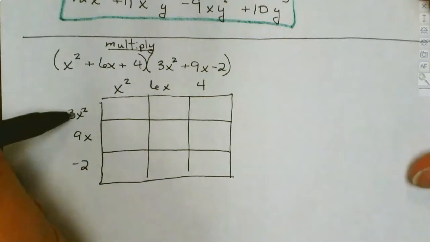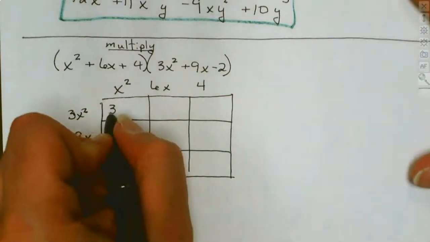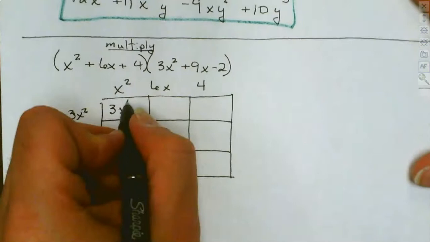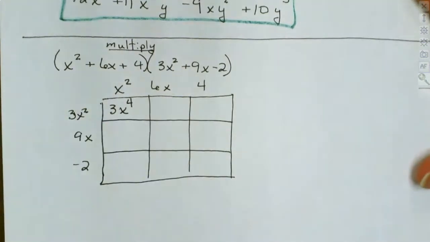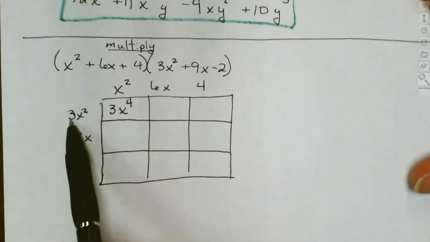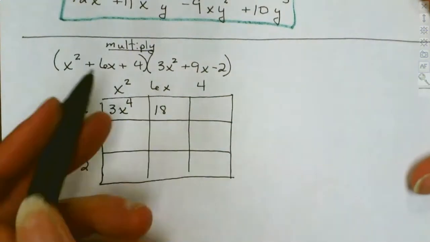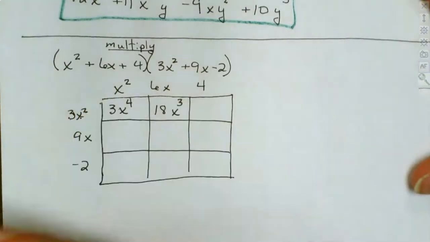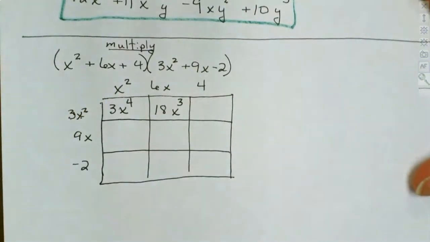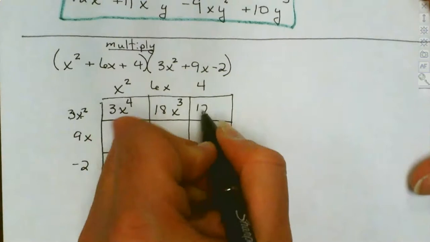Okay, so 3x squared times an x squared. Adding the exponents, 2 and 2 makes it an x to the 4th. Is everyone okay with that? We'll take our time with this one so we don't make a mistake. What's next? 3 times 6 is 18. X squared and x makes it an x cubed. Next, 3 times 4 makes it a 12x squared.